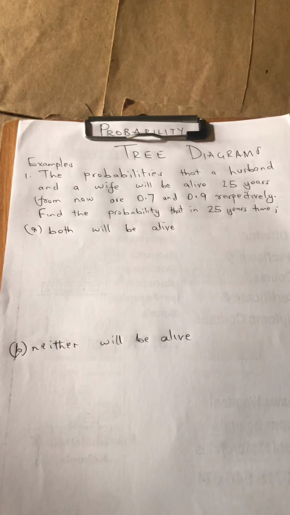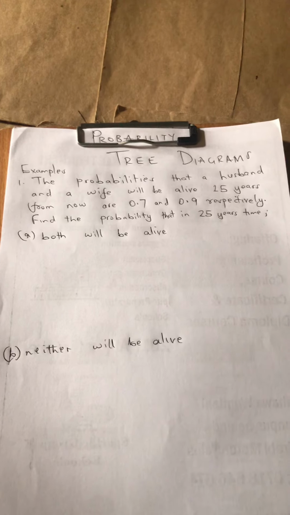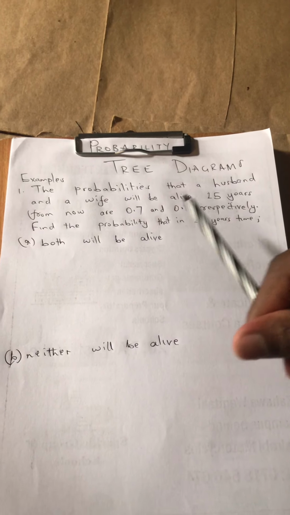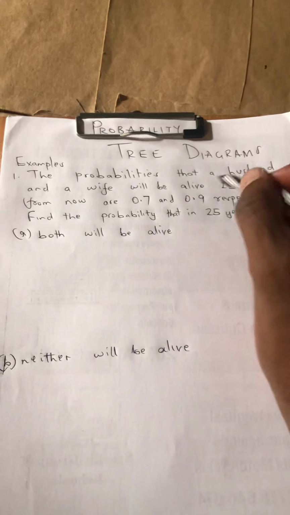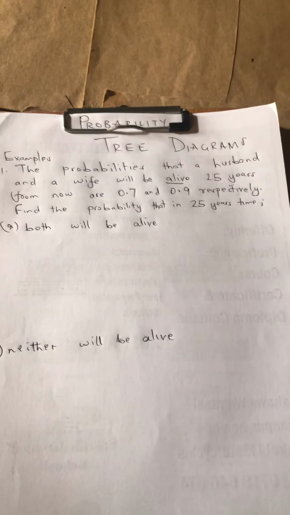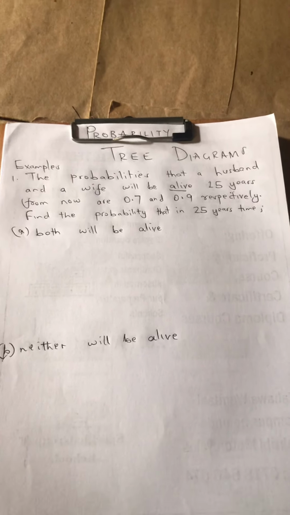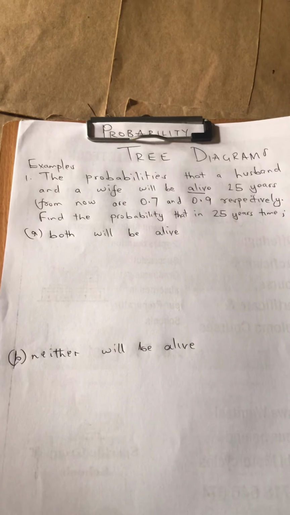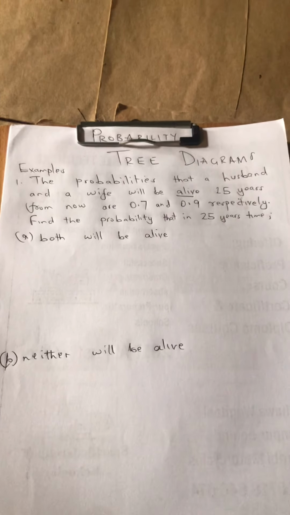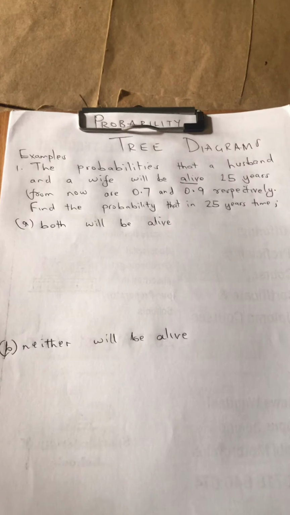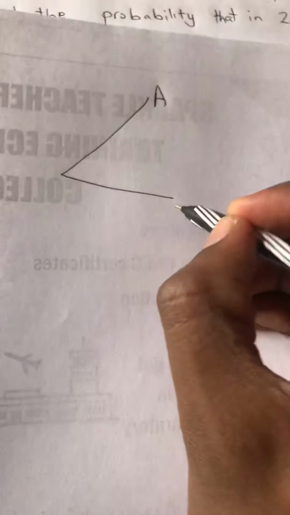So now in this case, looking at this mathematics, hii inasema the probability that a husband and a wife will be alive. So the keyword here is alive. This means that there are two outcomes here. The first outcome is that they could be alive or dead. So once ushatambua hivyo mtu wangu, let me now draw a tree diagram hapa kando. So you have alive or not alive, which I'm calling dead.